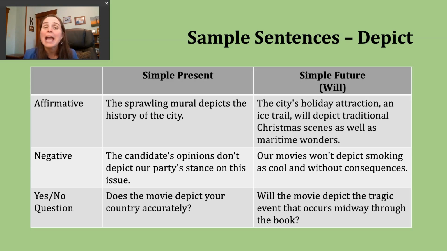Now, let's take a look at making a yes or no question in the simple present. To do this, start with do or does. Then you're going to have your subject and then the base verb.